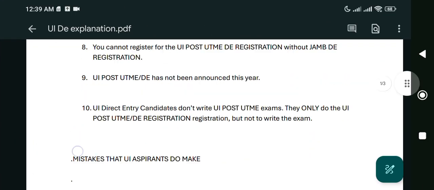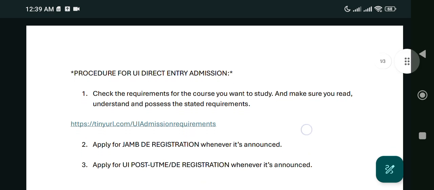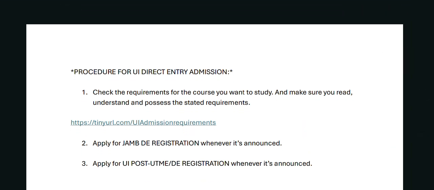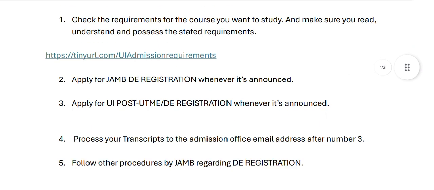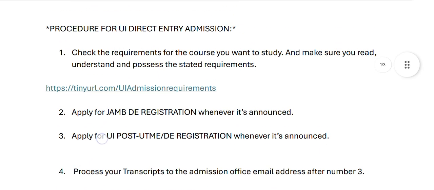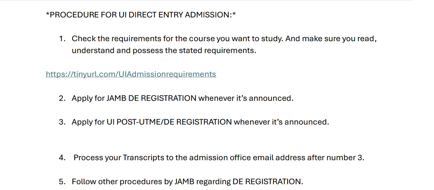Okay, that's the first and the most important step when you're applying for admission in UI as a direct entry candidate: checking the requirement for the course you're applying for. Make sure you read, you understand, and you possess the stated requirements. So let's go to number two. Number two step as a direct entry candidate, after you have checked the requirement for the course and you are sure that you have the requirement, is to apply for JAMB DE registration.